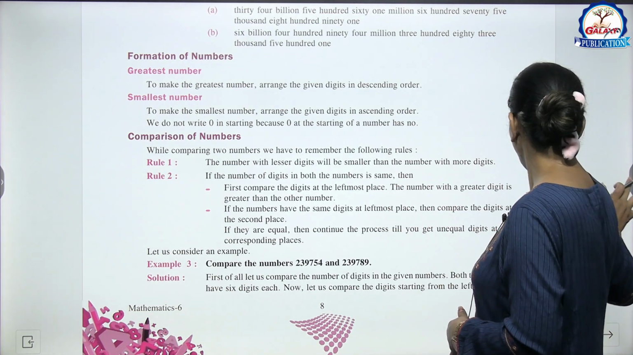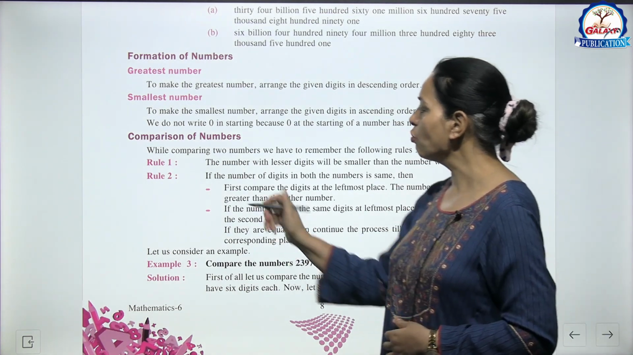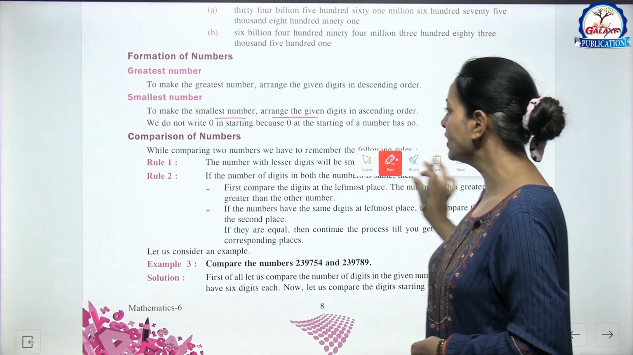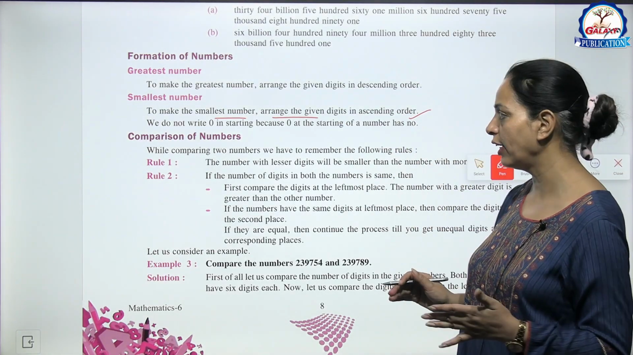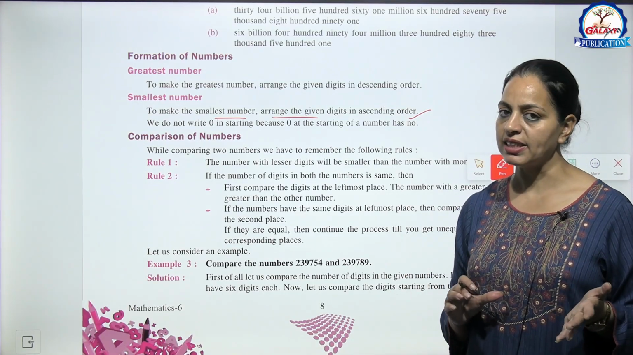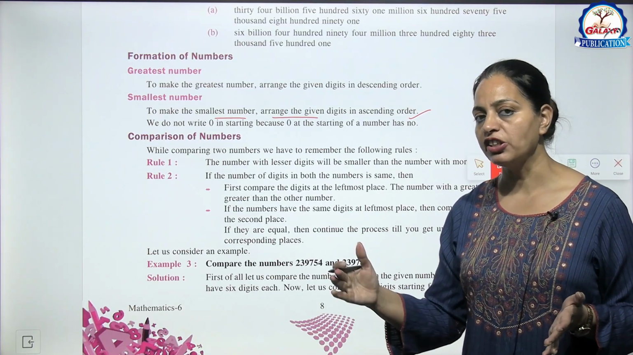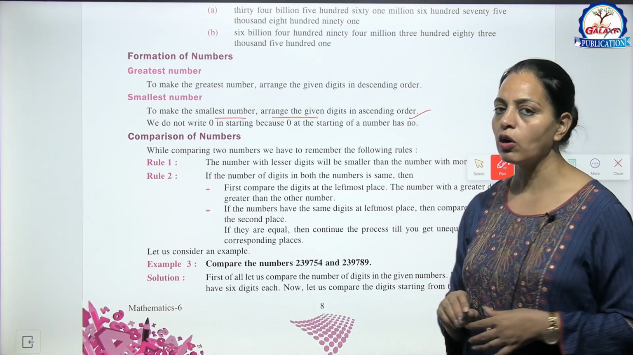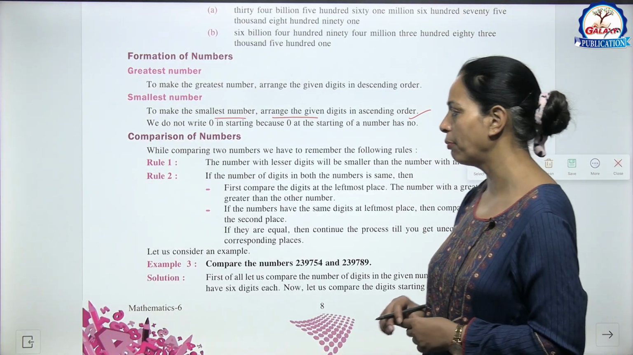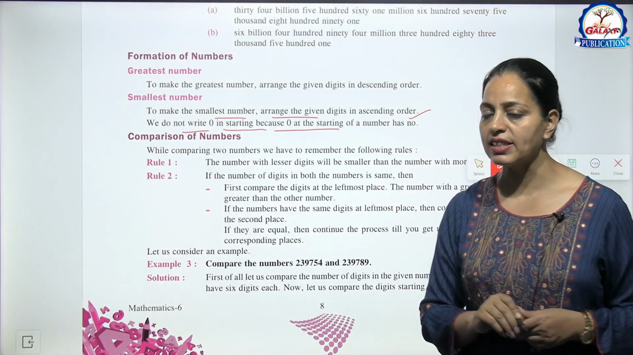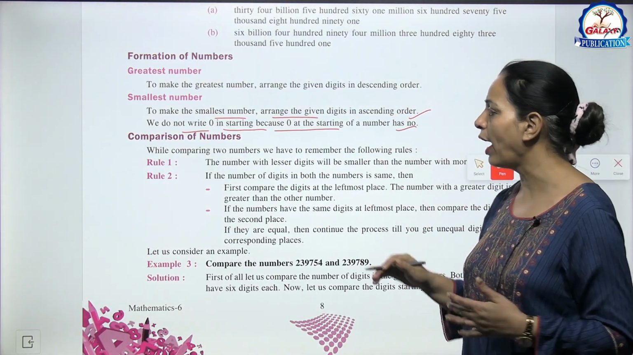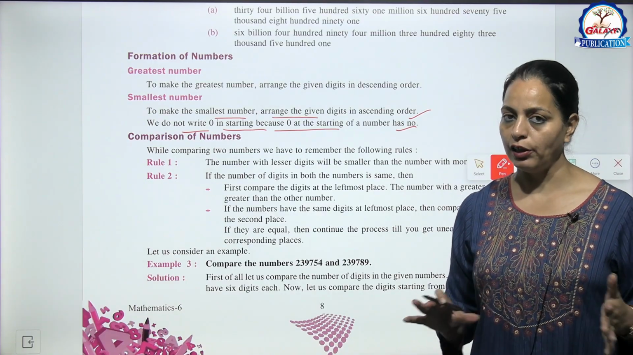Similarly, next is smallest number. See, to make the smallest number, arrange the given digits in ascending order. हम क्या करेंगे? Smallest number से start करेंगे और उसको arrange करेंगे increasing order और ascending order में. We do not write 0 in starting because 0 at the starting of a number has no value, right?